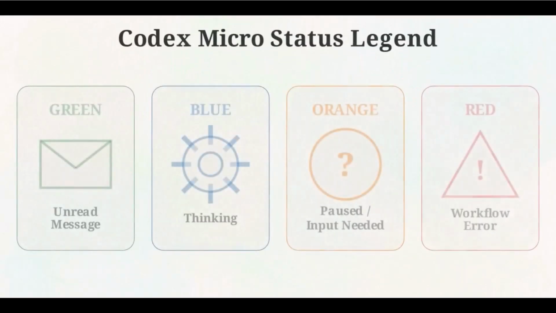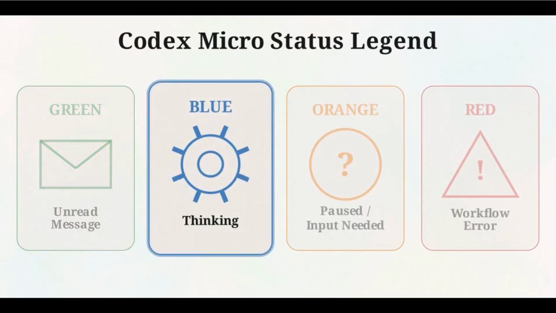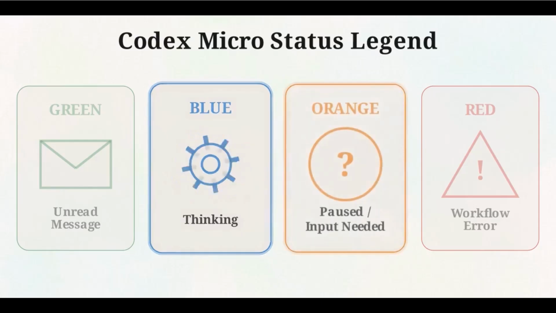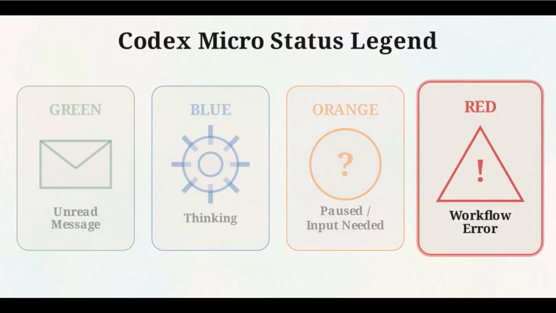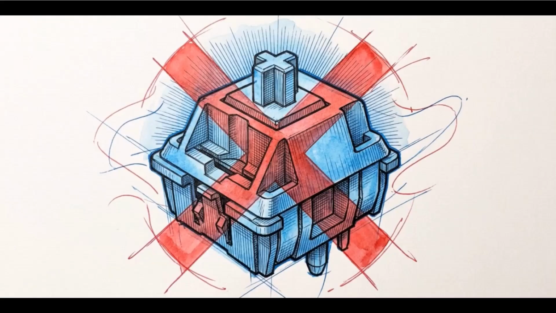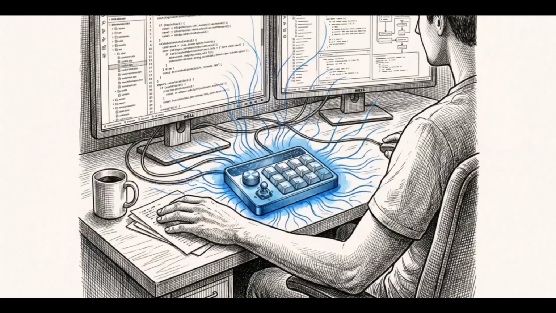This chart maps the status colors. Green means an unread message, while blue indicates the agent is thinking. Orange means the agent is paused, needing approval or having a question. Finally, red signifies a workflow error requiring intervention. Do not press command keys while the pad glows blue. Sending inputs while the agent processes interrupts its workflow. Learning this color-coded system creates a continuous feedback loop on your desk. You can monitor the progress of a complex task without needing to switch windows to check the chat interface.